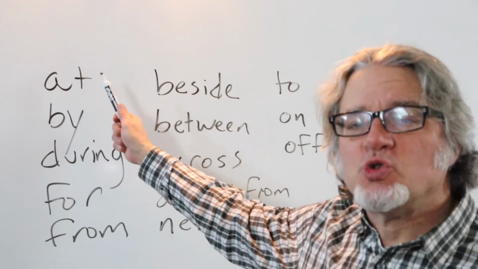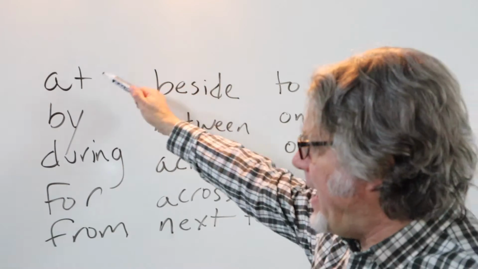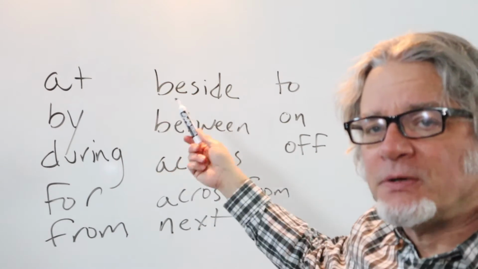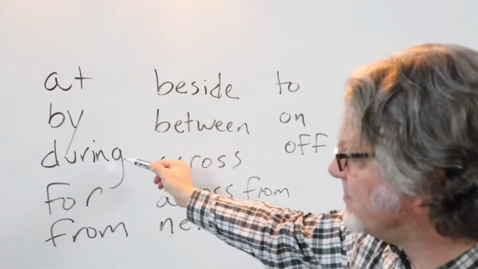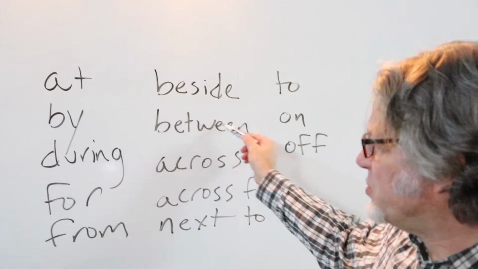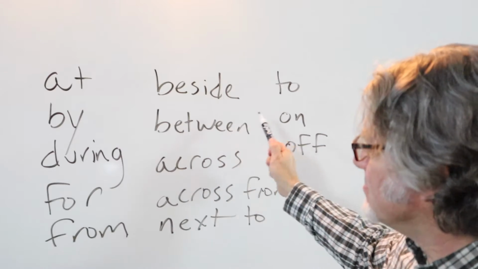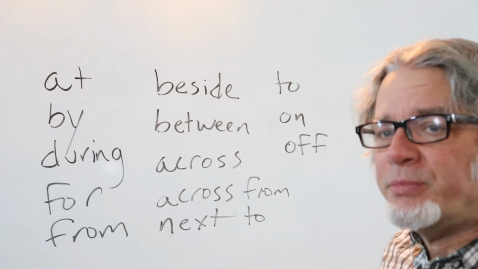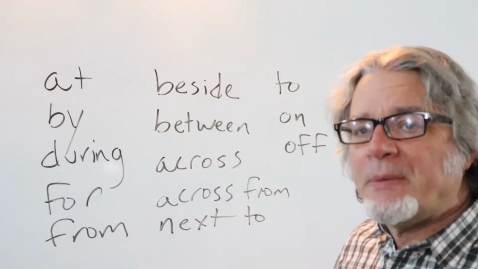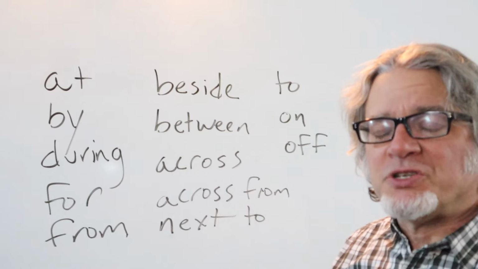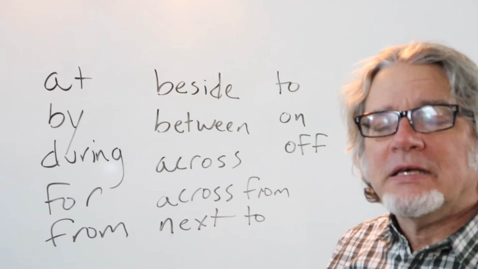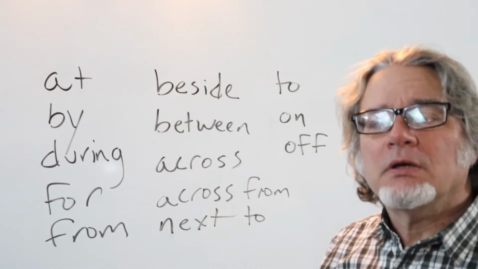These are usually small words like at or by, but sometimes they can be longer. This word during is 5 letters. Between is 7 letters. But all of these are prepositions, and following a preposition, you will often see a noun.